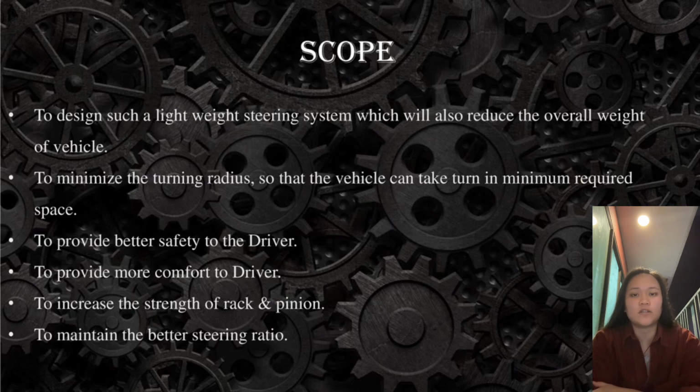The scope of this vehicle steering system is to design a lightweight steering system, which also reduces the overall weight of the vehicle, to minimize the turning radius so that the vehicle can take a turn in the minimum required space, to provide better safety to the driver, to provide more comfort to the driver, to increase the strength of the rack and pinion, and lastly to maintain a better steering ratio.